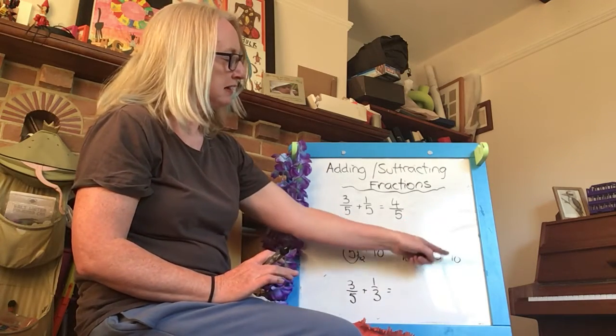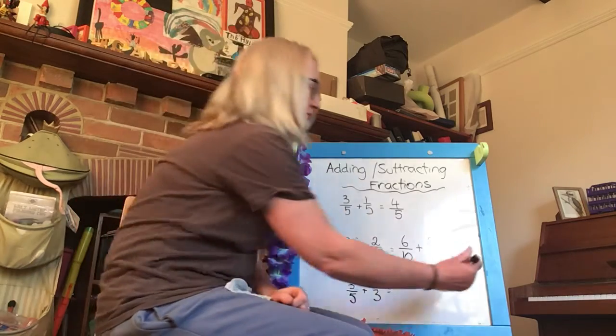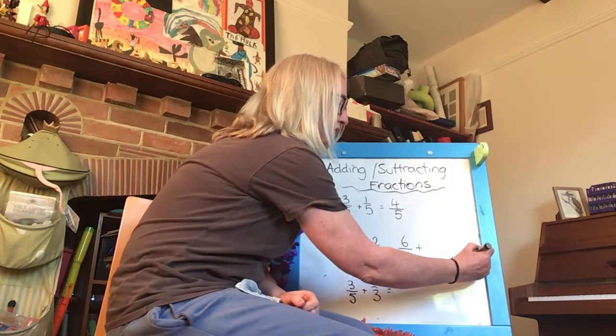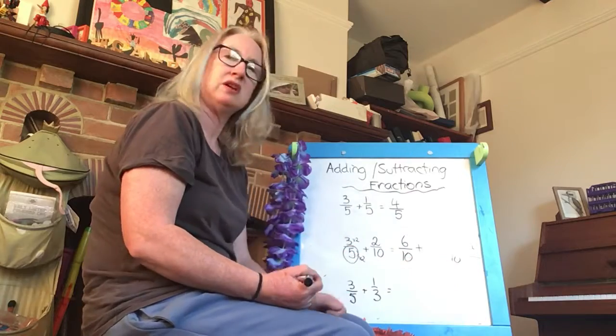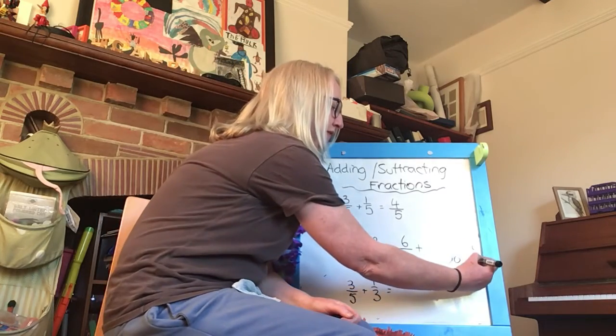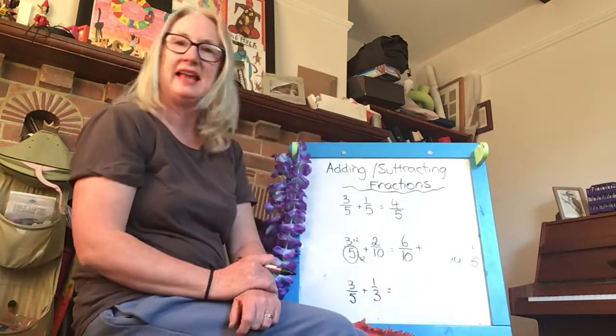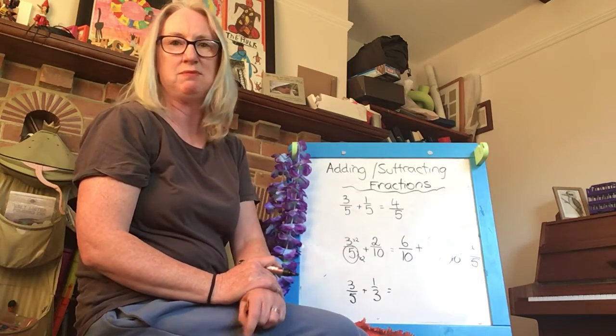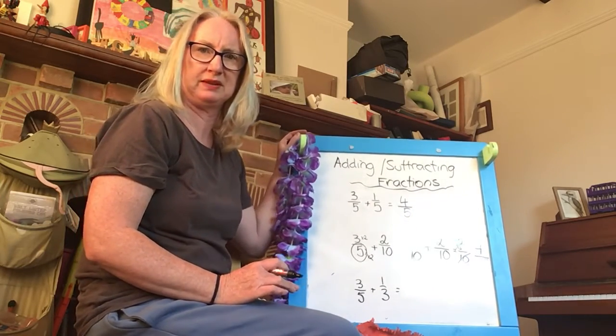So how many 2's are in the top? There are 4 2's in the top. How many 2's are in the bottom? There are 5 2's in the bottom. So we cancel down our fraction to its simplest form.